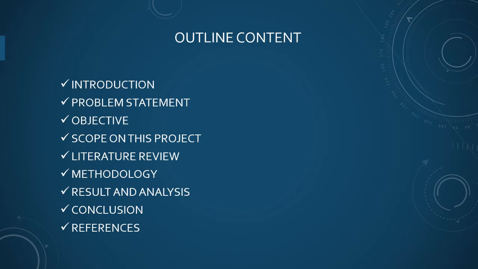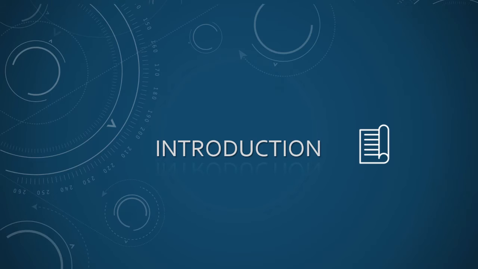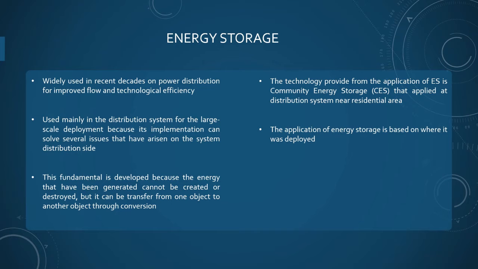Next is the content outline for the whole presentation. From there, we'll move into the introduction. Energy storage has been widely used in the recent decade on power distribution for improved flow and technological efficiency. Energy storage is initially a battery that is used mainly in the distribution system for large-scale deployment, because its implementation can solve several issues that have arisen on the distribution system side.